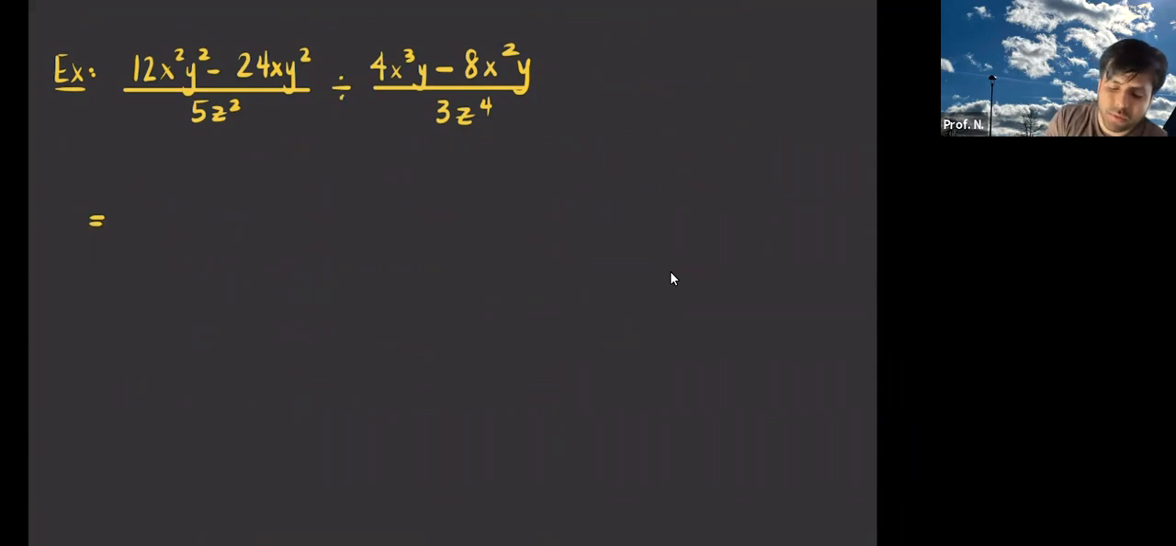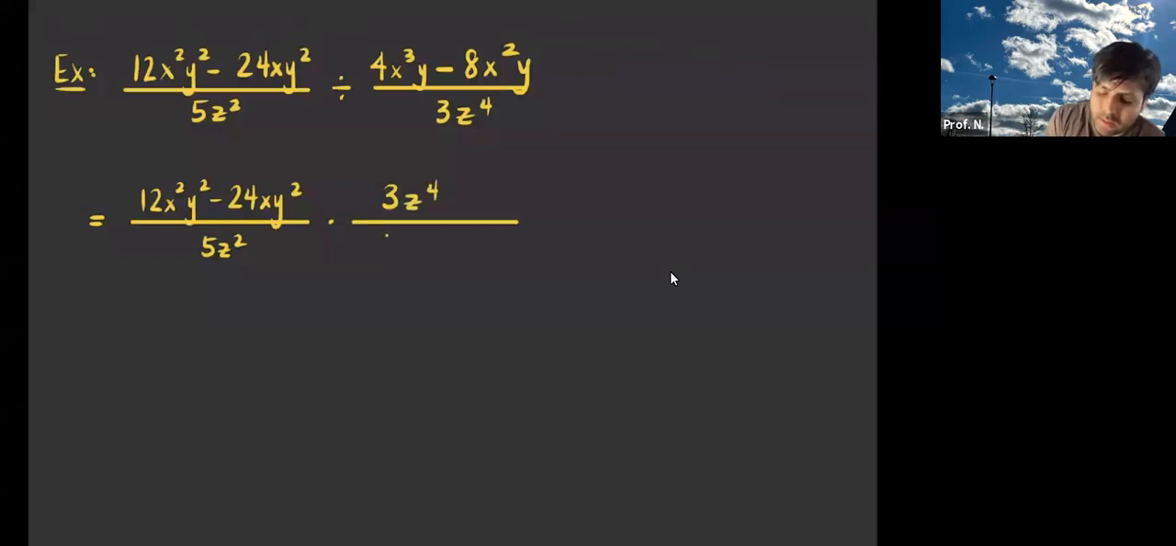Again, we keep, change, and we flip. So this becomes 12x squared y squared minus 24xy squared, divided by 5z squared multiplied by 3z to the fourth. And this is 4x cubed y minus 8x squared y. So we keep the first fraction, we change the division to multiplication, and we flip the second fraction.